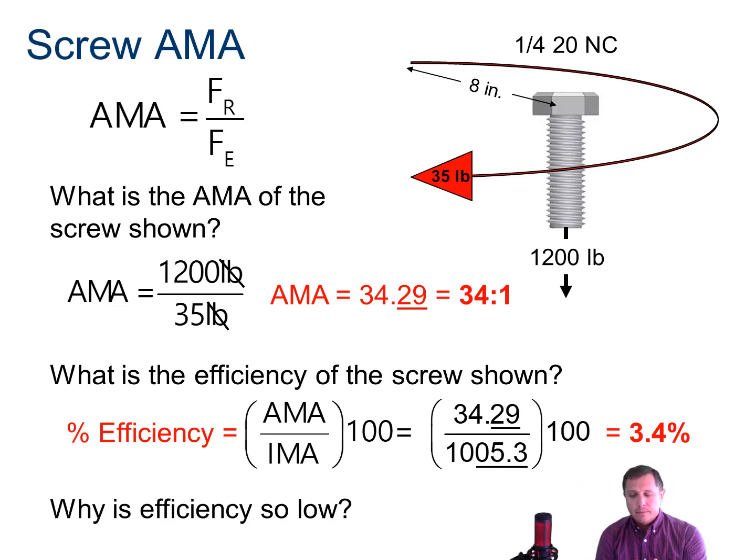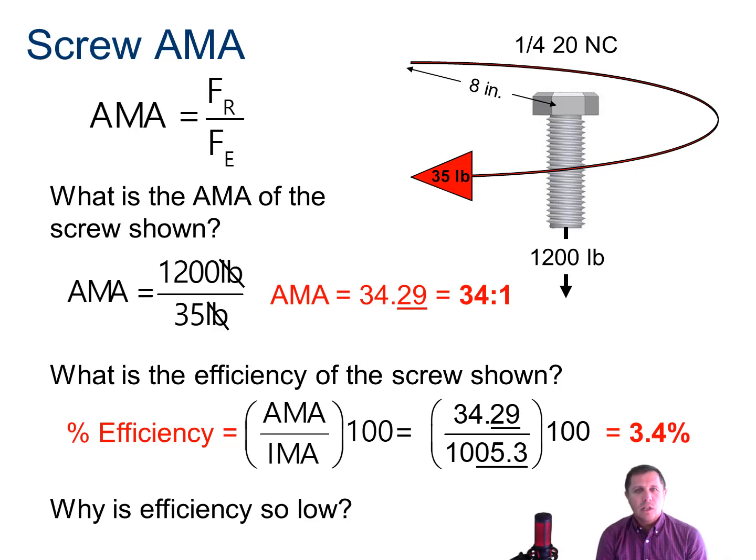Now that's really a big AMA, but what was our IMA? Our IMA was 1,000, because there's going to be a lot of friction with that bolt. So you take those values, 34.29 divided by 1,005.3, divide that out, and you get an efficiency of only 3%. Okay, so that's the idea.